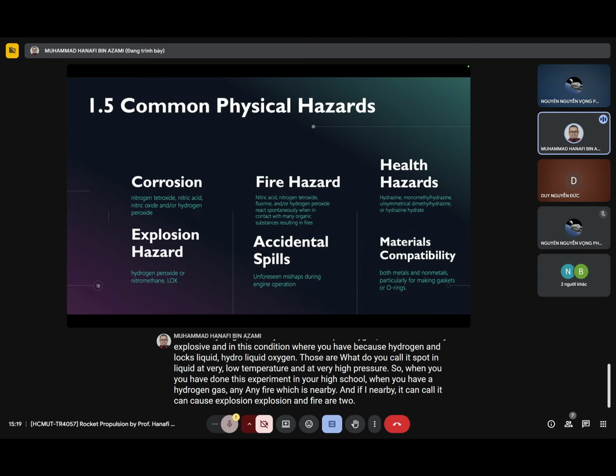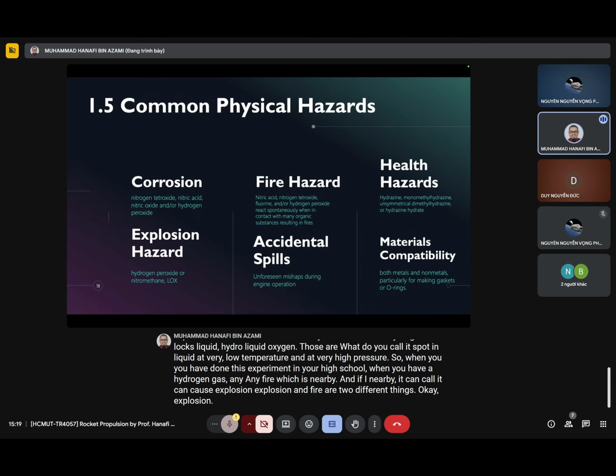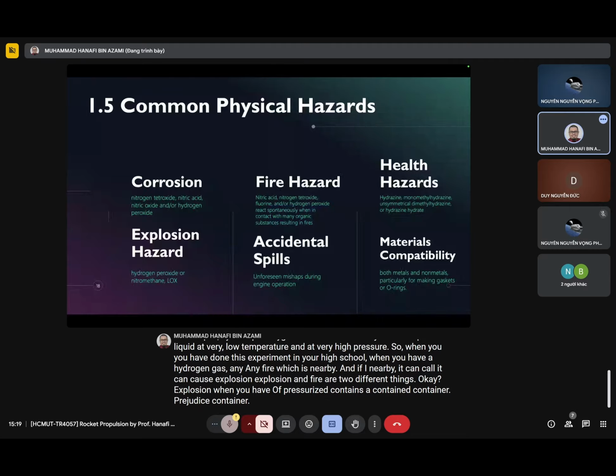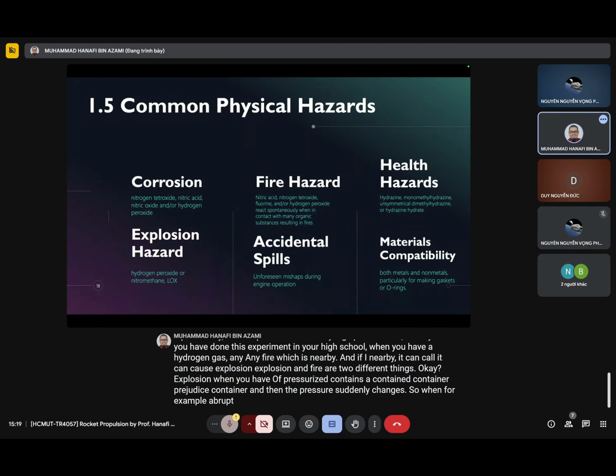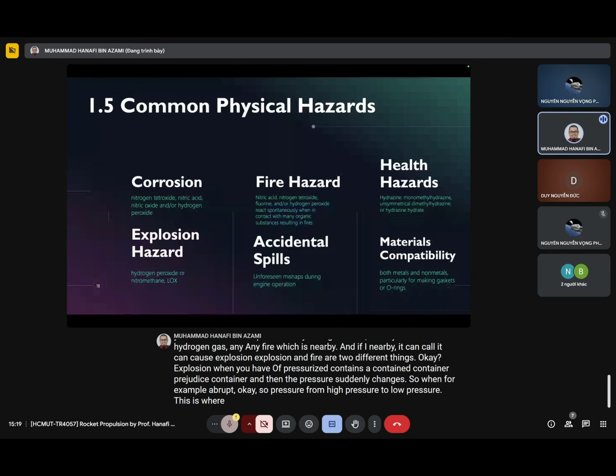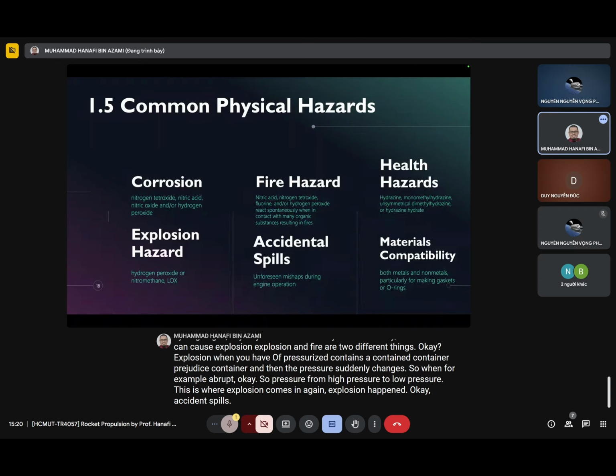Explosion and fire are two different things. Explosion is when you have a pressurized container and then the pressure suddenly changes, abruptly, from high pressure to low pressure. This is where explosion comes in. Okay, the explosion happens. Then accident spills, of course, during engine operation.